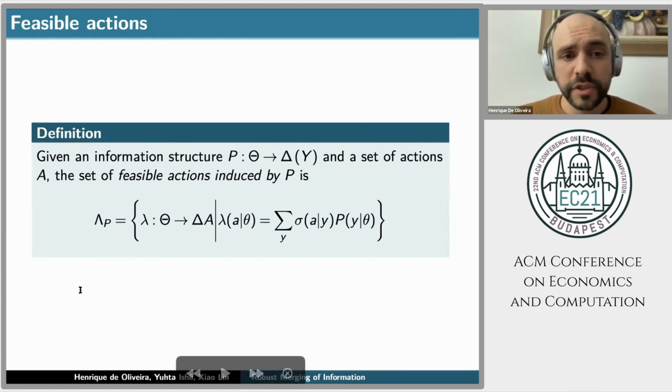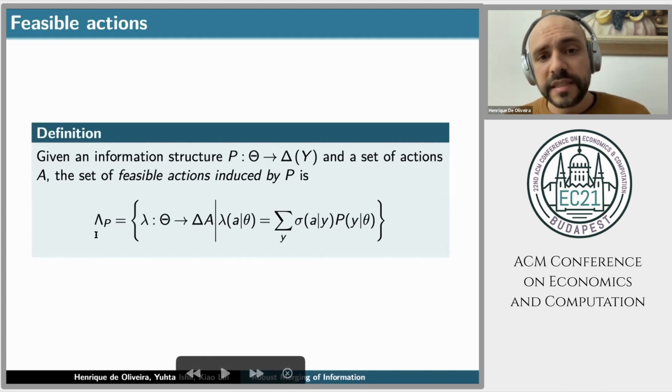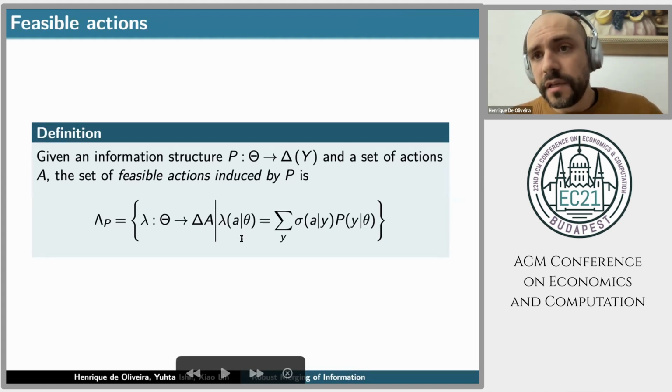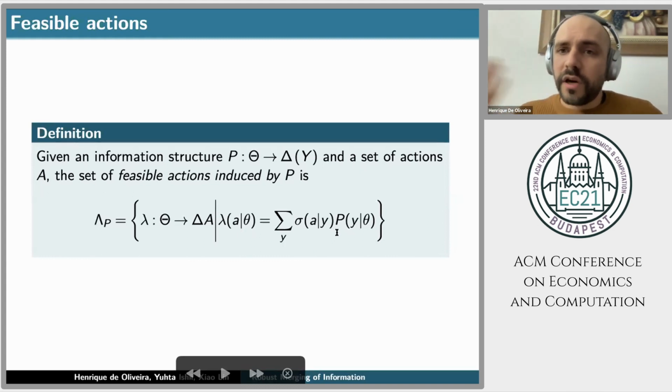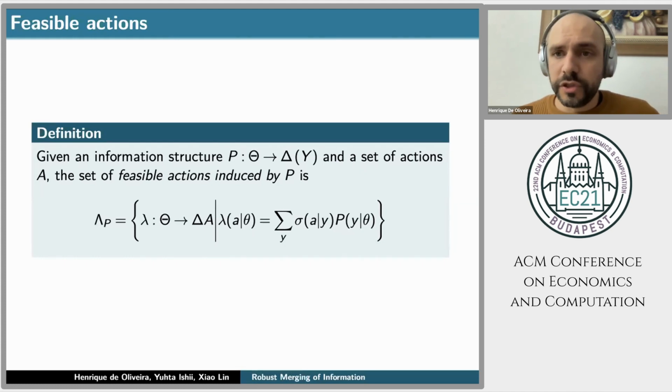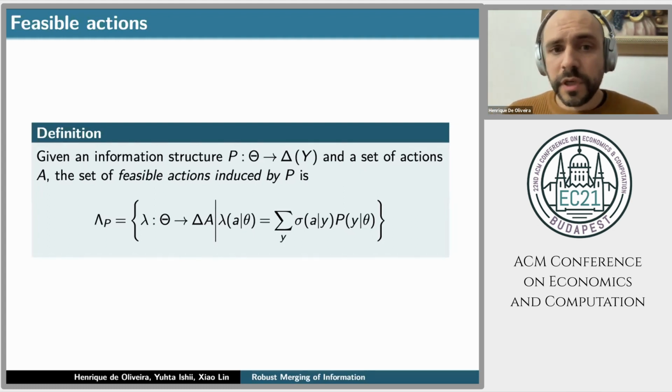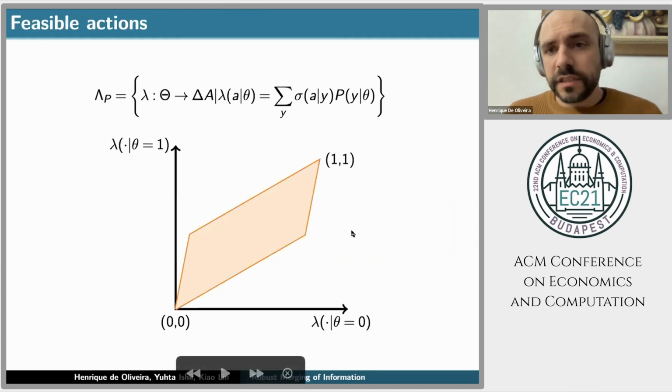So here I just wrote the set lambda P. This set specifies the possible probability distributions over actions given states that we can obtain given an information structure P. So if I give you a P, you have a number of strategies sigma that you could choose. Each one of them is going to give you a different probability distribution of action given states. And the set of feasible actions like that tells you a little bit about how much information you have. The larger the set, the more you can do. So here's how the set could look.